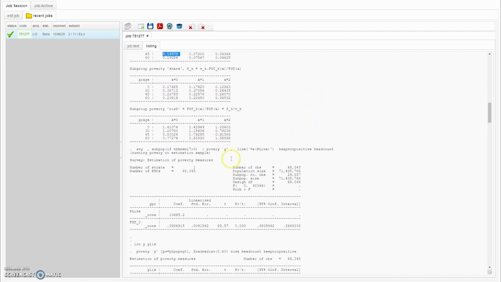So if we examine the relative differences, so that's the ratio of poverty in that age group divided by the overall poverty in the population. So we see that the poverty rate among young people is 41% higher than the poverty rate in the population. And for the elderly, it's 23% lower.